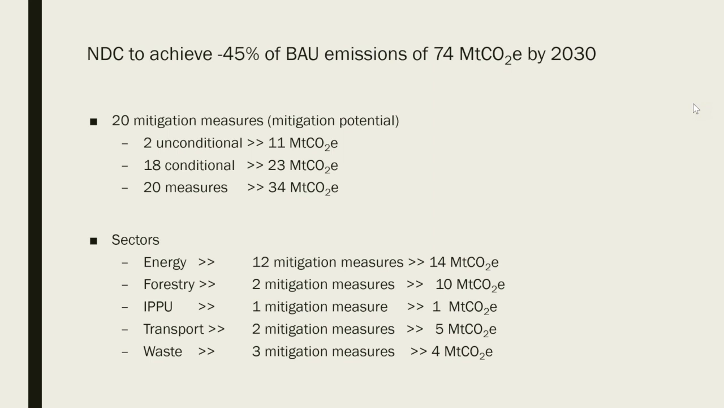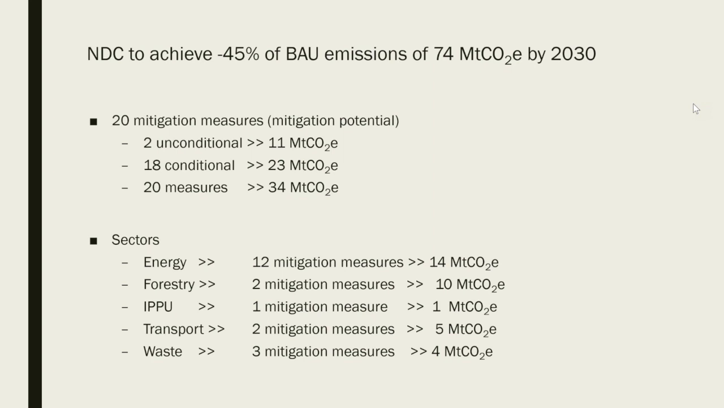So this is just a breakdown of emissions in terms of conditional and unconditional. We've also divided the targets according to sectors. You can see that the energy sector has the most, with 12 measures in that sector, and it of course would have the highest emission reduction potential. So the 20 measures are distributed first by conditional and unconditional measures, and also according to sectors.